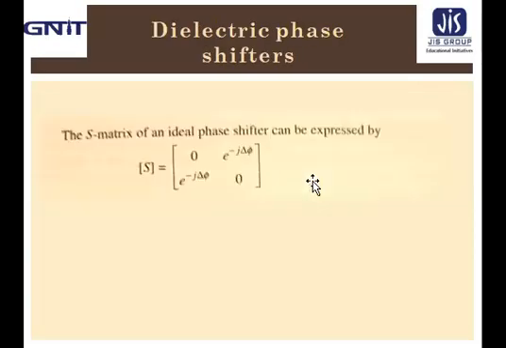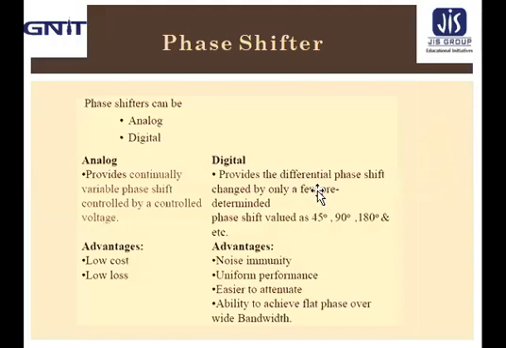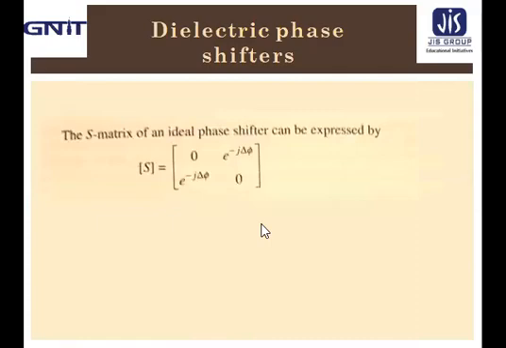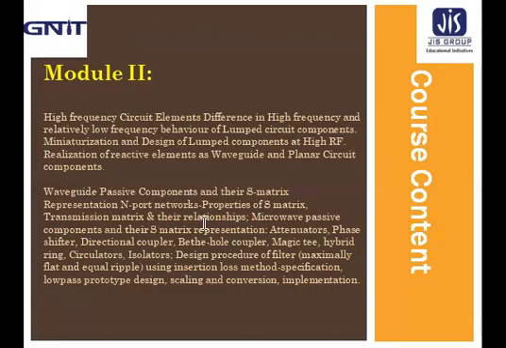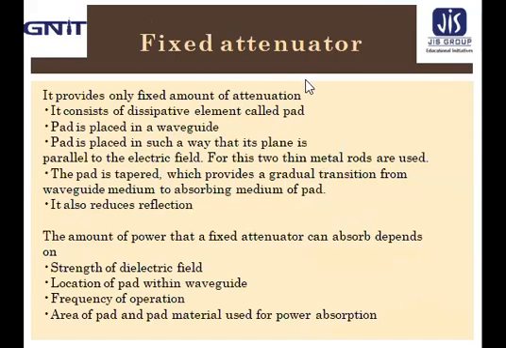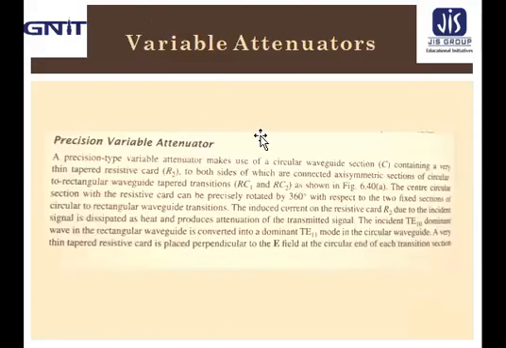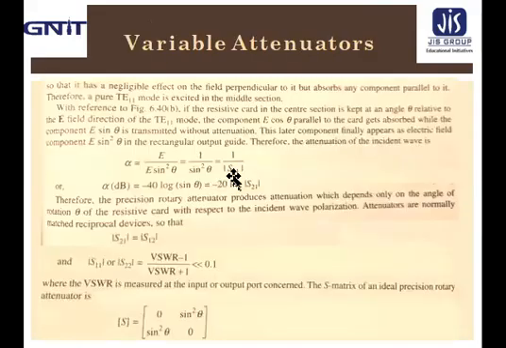Today I have discussed what a phase shifter is, and what the types of phase shifter are. There are two types of phase shifter, the dielectric phase shifter and the ferrite phase shifter, and what the S matrix of a phase shifter is. Before that, I have discussed what an attenuator is. Also, there are two types of attenuator, the fixed attenuator and the variable attenuator. And I have discussed the S matrix of the variable attenuator.